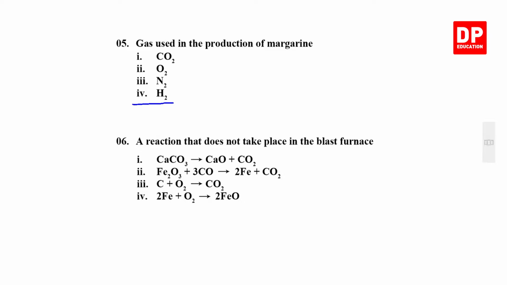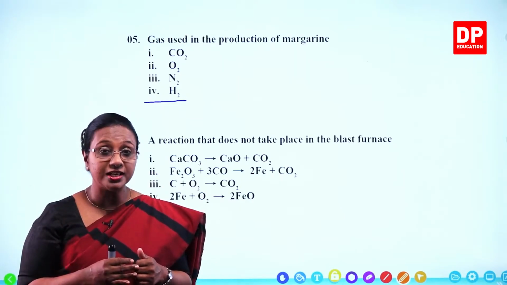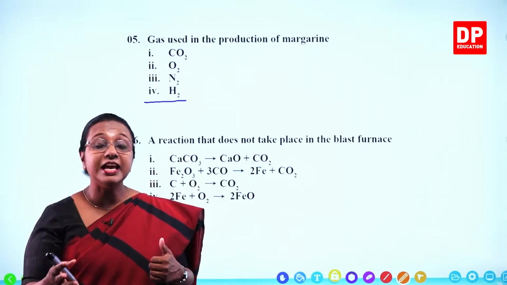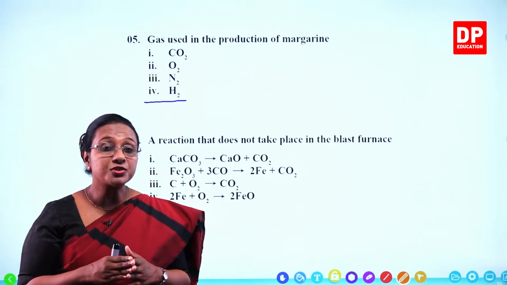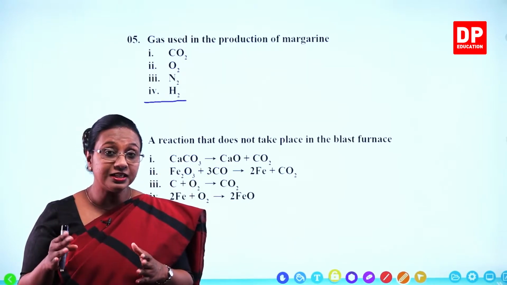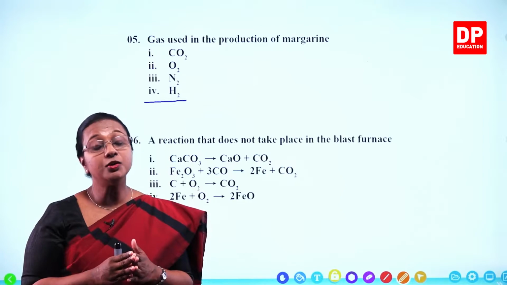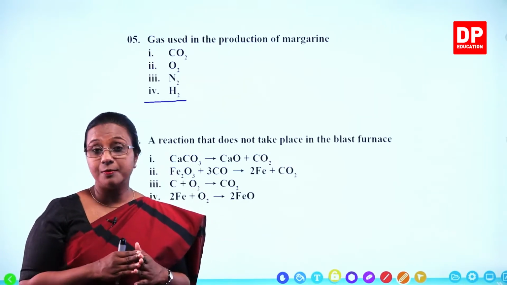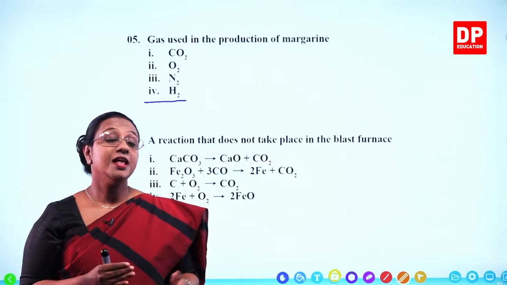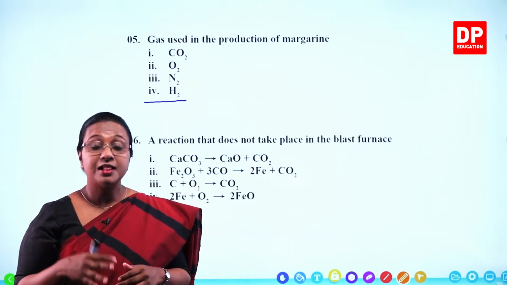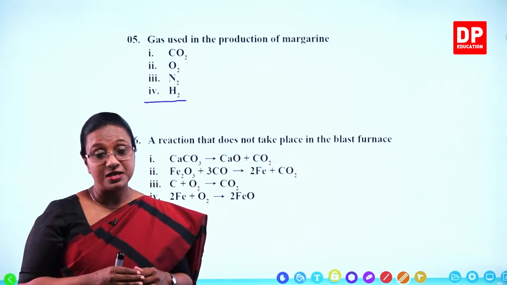So what happens first? Carbon reacts with oxygen forming carbon dioxide. Carbon dioxide again reacts with carbon to form carbon monoxide. Carbon monoxide is the reductant, or reducing agent, that reduces iron from the ore. So hematite reacts with carbon monoxide forming iron and carbon dioxide. Then we have calcium carbonate that decomposes to give calcium oxide and carbon dioxide.